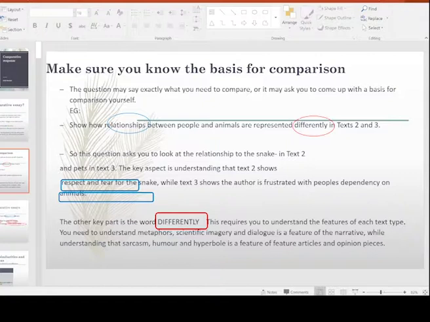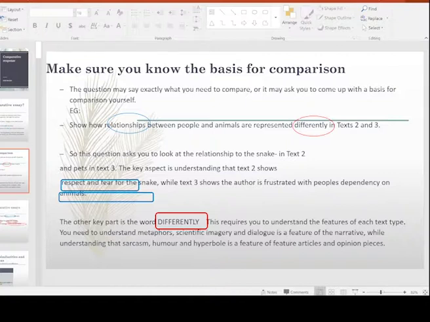For example, in the 2017 WACE, they had the snake text and the pets text. In that one, it asked them to compare the relationships to animals. So there was a relationship to snakes in text 2 and pets in text 3. What they wanted them to look at was the relationships and then how they were represented differently.